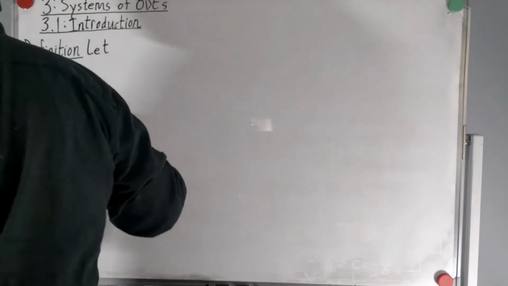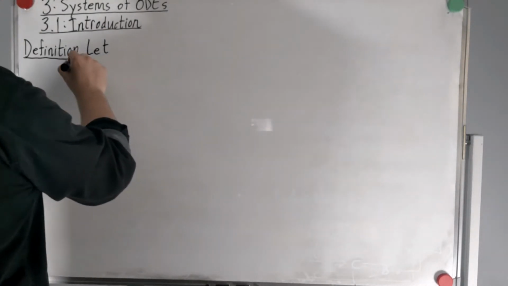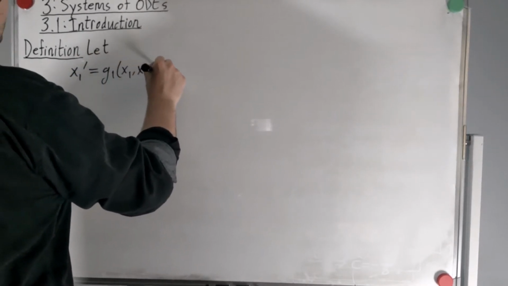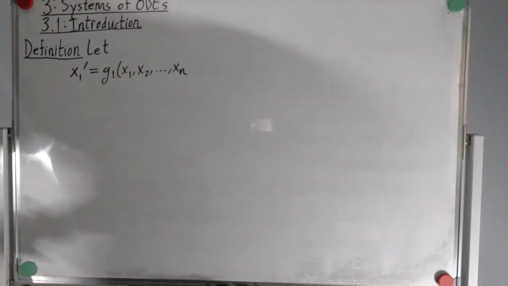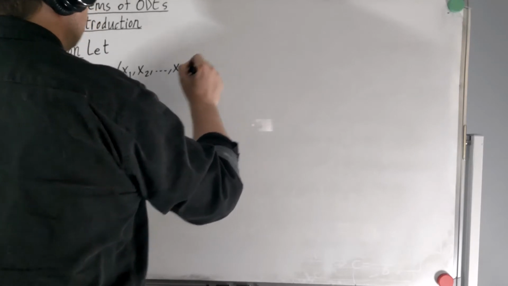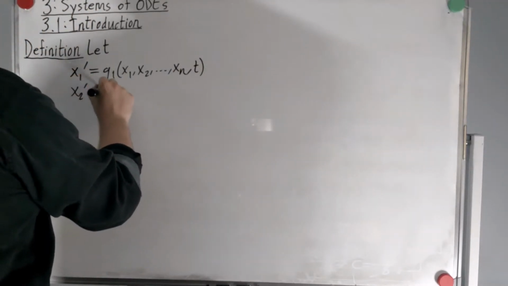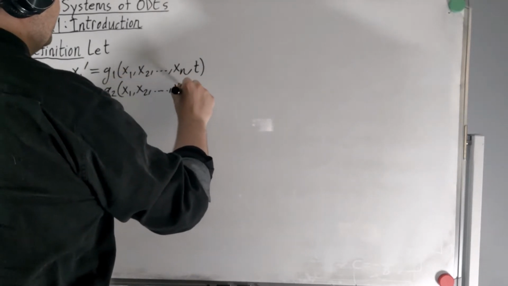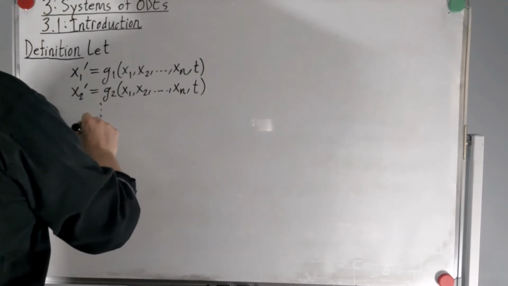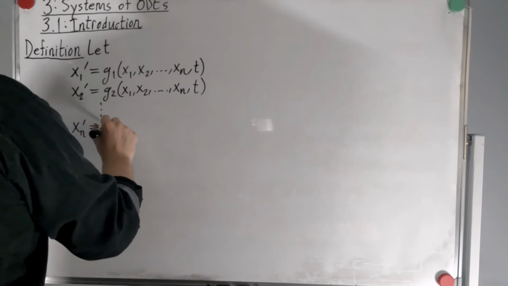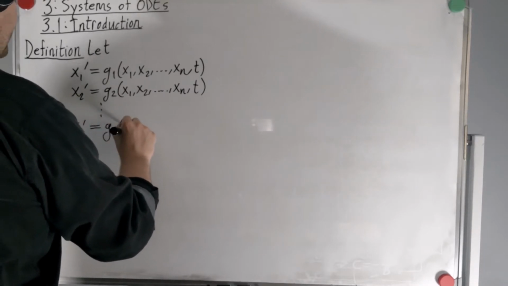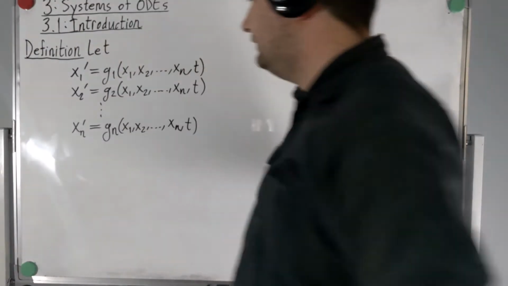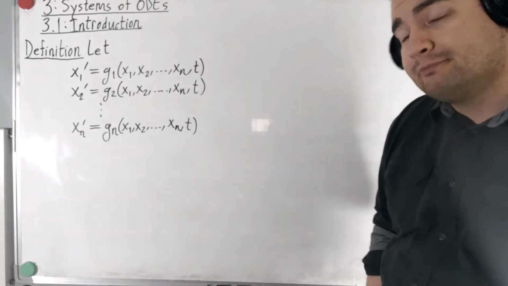Let x1 prime equal g1 of x1, x2, ..., xn, and also t. And x2 prime is going to be g2 of x1, x2, ..., xn, and also t. Xn prime is equal to gn of x1, x2, ..., xn, and t. This is what we call a first order system of ODEs.